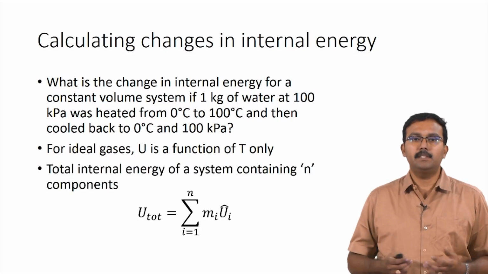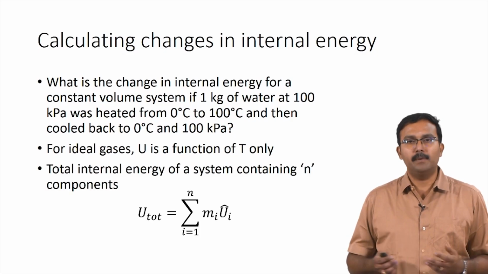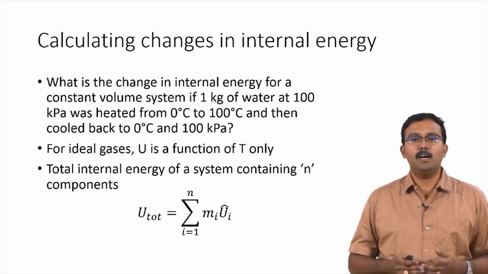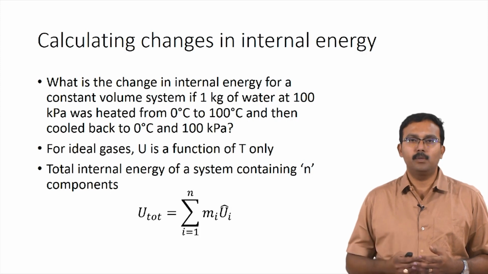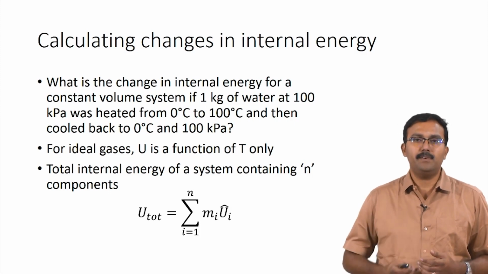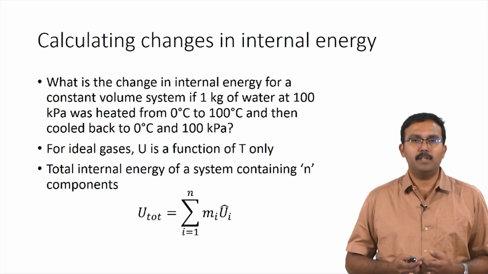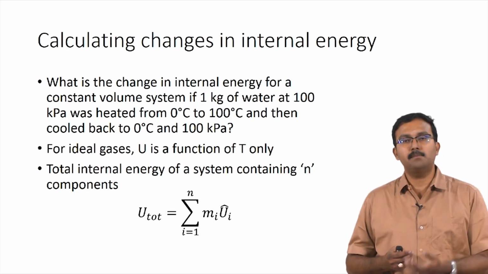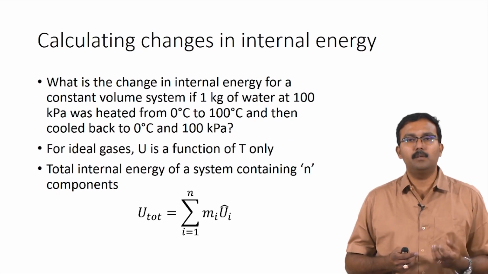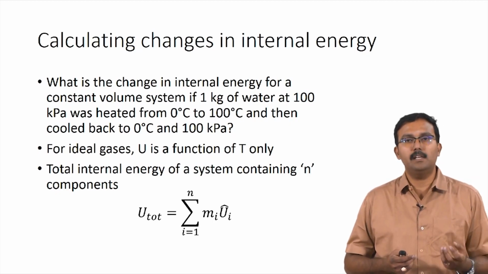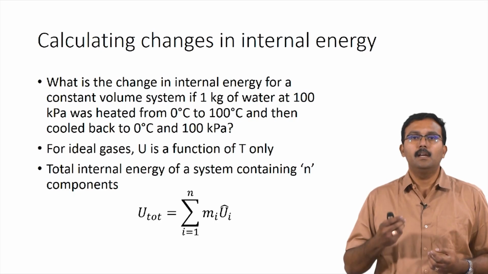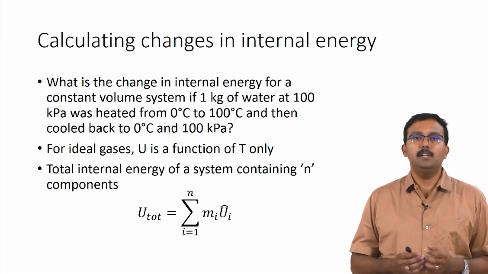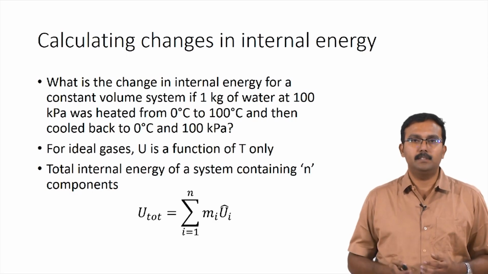The total internal energy of a system which contains n components can be calculated as U total equals sigma of m_i times U cap_i, where U cap is the specific internal energy and m is the mass of that component. The multiplication product of mass times the specific internal energy of that component will give you the total internal energy of that particular component, and the summation of all the internal energies of the different components will give you the total internal energy of the system.